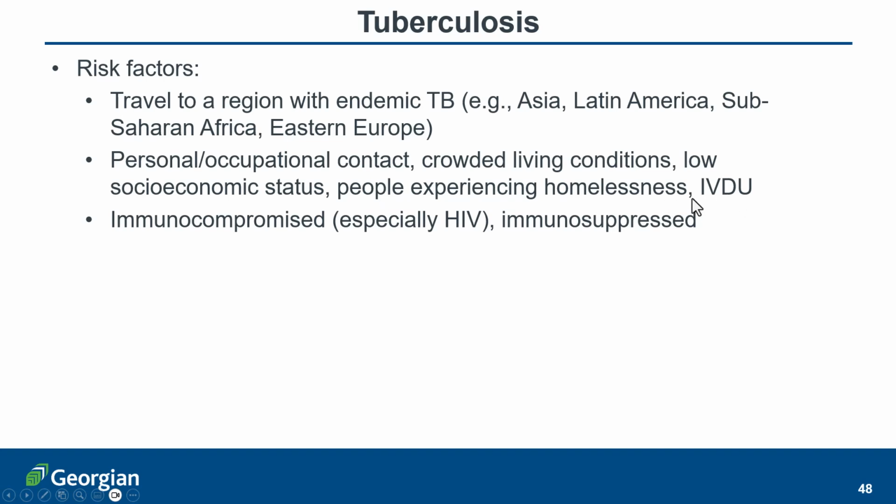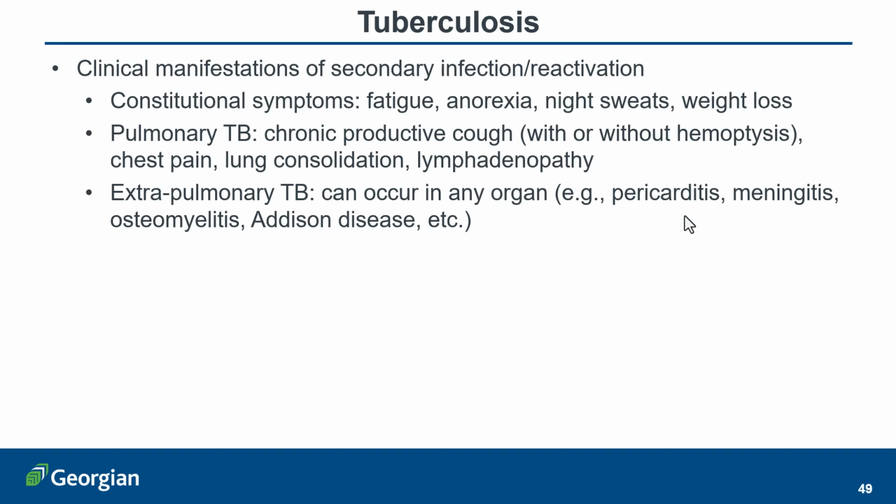Also, IV drug users have a greater risk of developing tuberculosis. And lastly, those that are immunocompromised, especially if you have active HIV/AIDS, and one of the key diagnostic criteria for HIV/AIDS is an opportunistic infection like tuberculosis. So if you're immunocompromised, it's much easier to develop primary tuberculosis. Also, if you're immunosuppressed, so if you have another autoimmune disease and you're taking immunosuppressive drugs, such as the corticosteroids, you have an increased risk of developing tuberculosis.